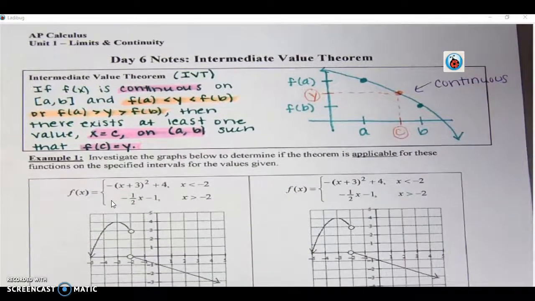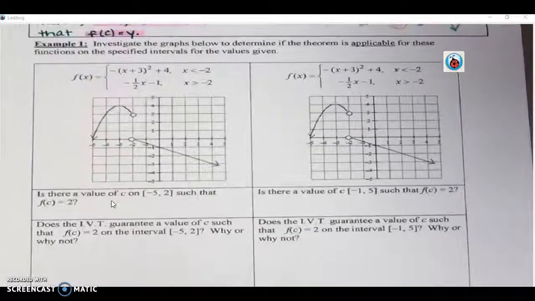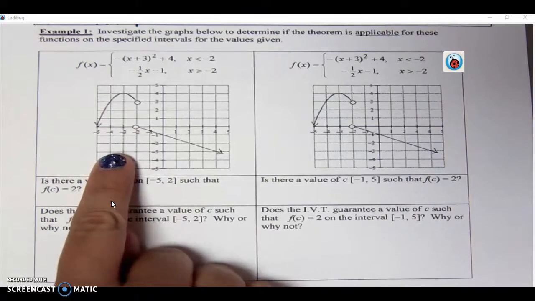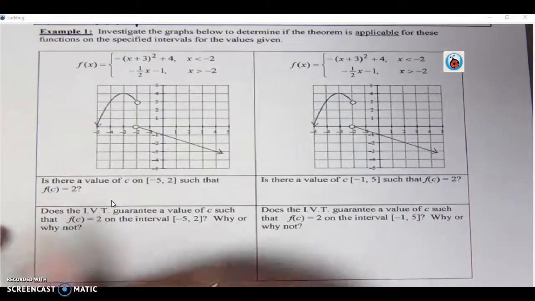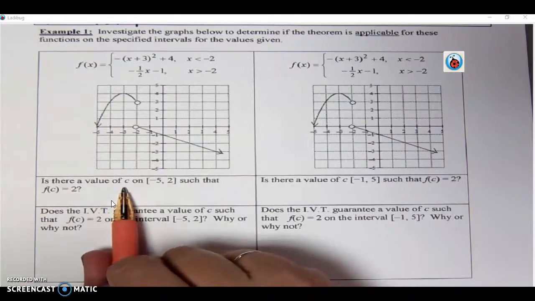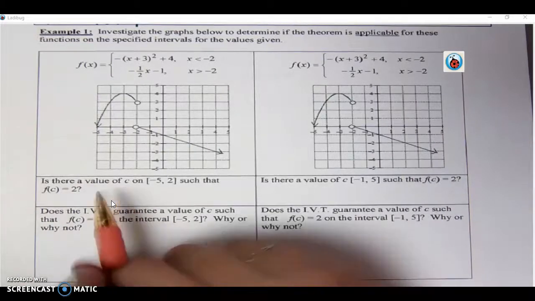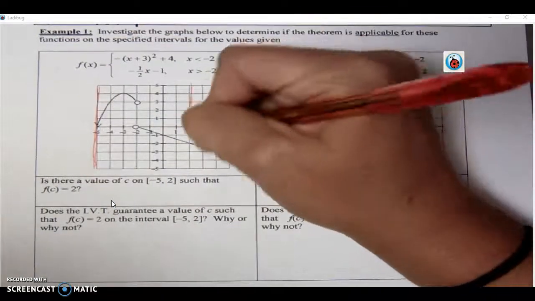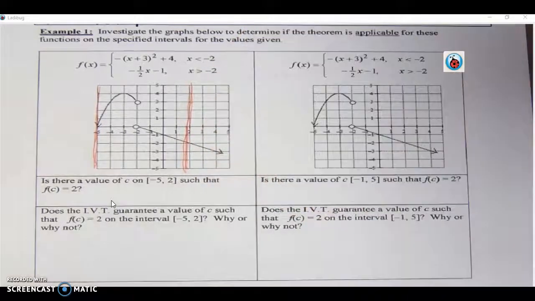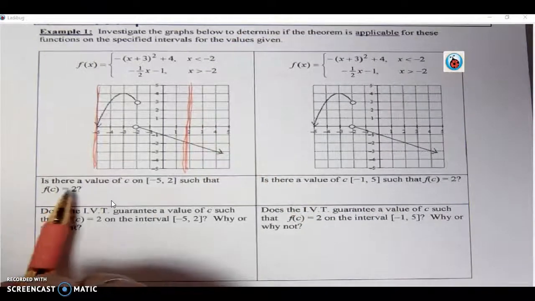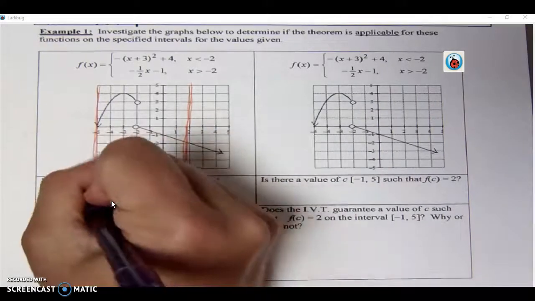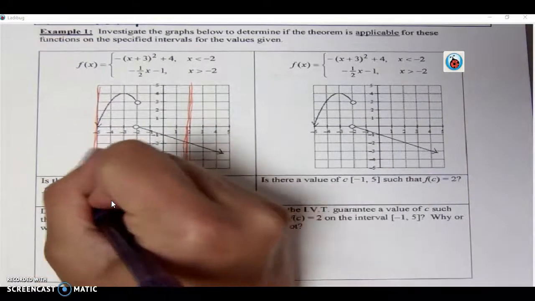So before we see how we're going to actually write these out, these are just some introduction examples. So for example 1 here, we're using this first graph. It says, is there a value of c, so an x value of c, on the interval from -5 to 2? So just so we know where we're looking, from -5 to 2, that's the only part of the graph we're looking at. So we're trying to figure out if there's a value of c such that f of c equals 2. Because they're telling you f of c equals 2, they're talking about this y value here.